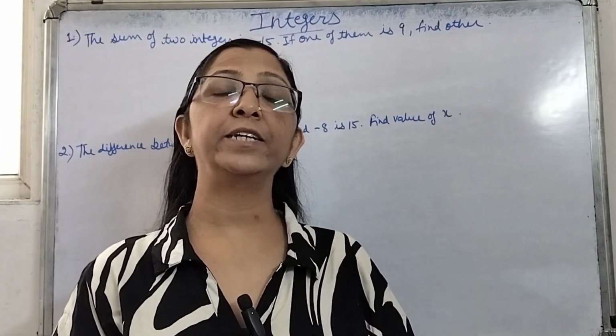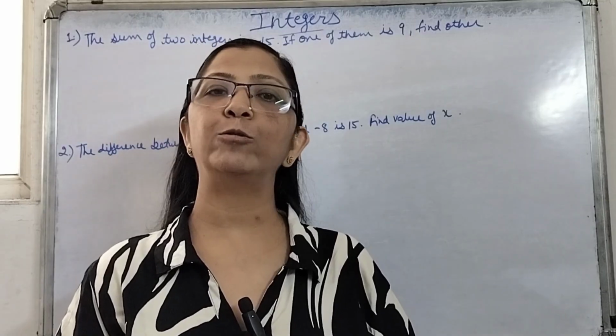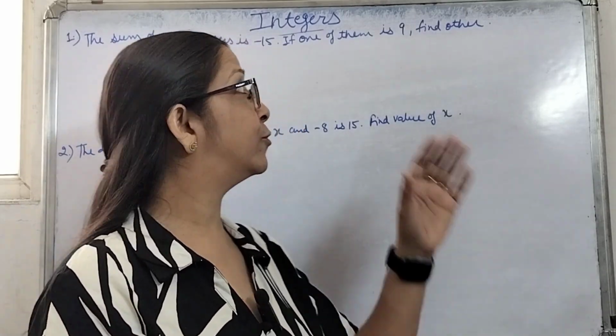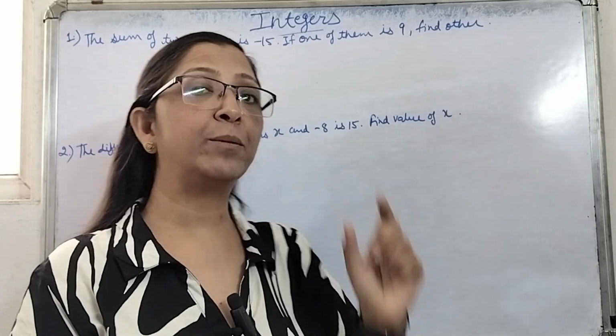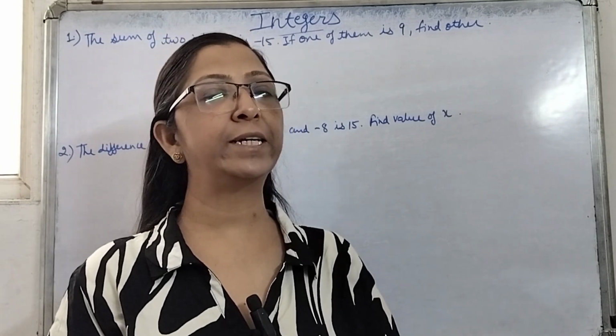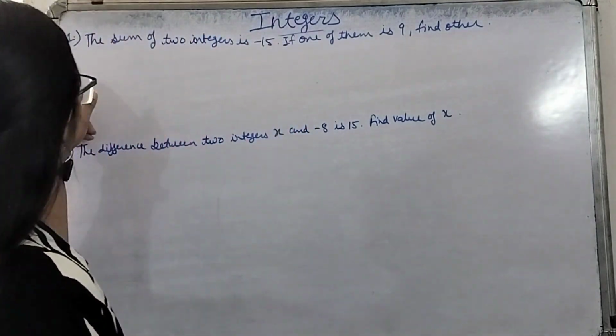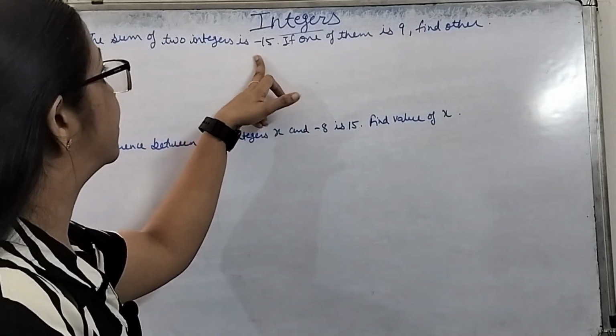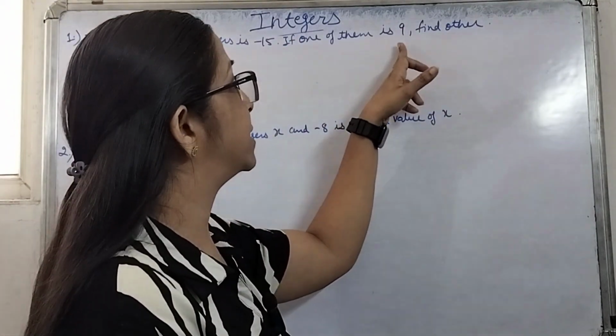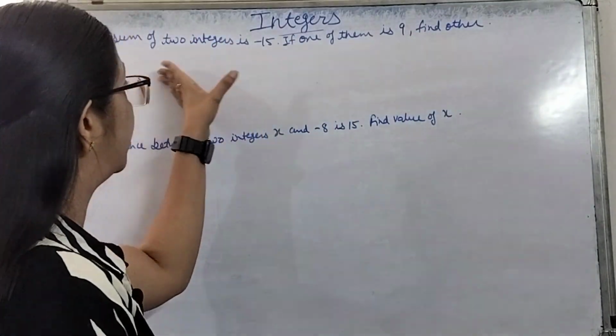Till now we have seen that if any of the expression is given to us, how to solve it. Now if the word problem is there, then how we will be framing the expression and we will be solving it. Let's understand it. So if the sum of two integers is minus 15, if one of them is 9, find the other. This is a problem given to us.